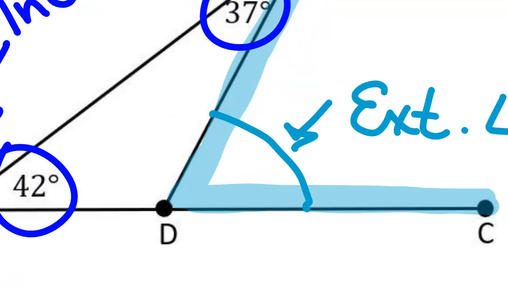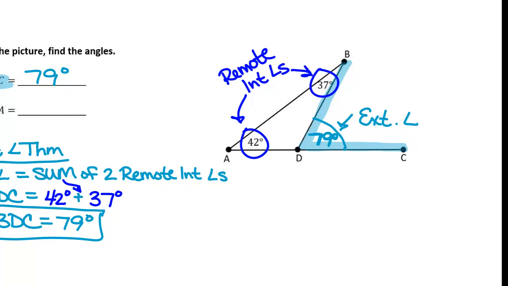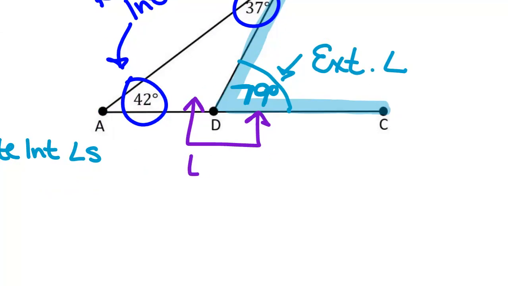I'm going to add that to my picture. 79 degrees. And what do we know about these two angles? They're a linear pair.